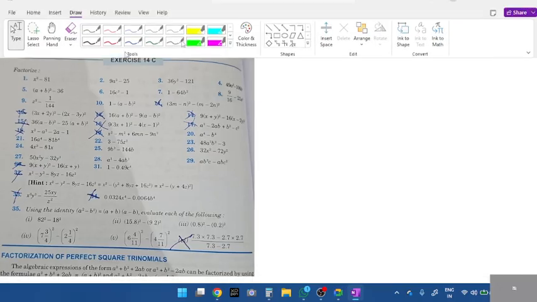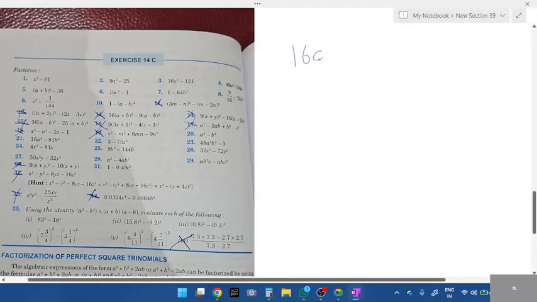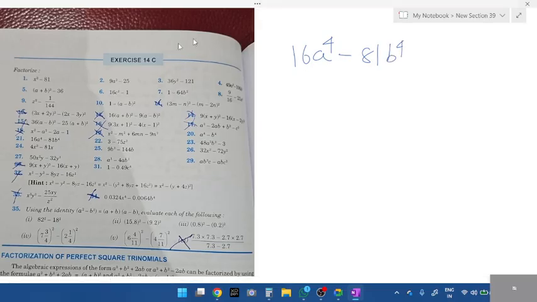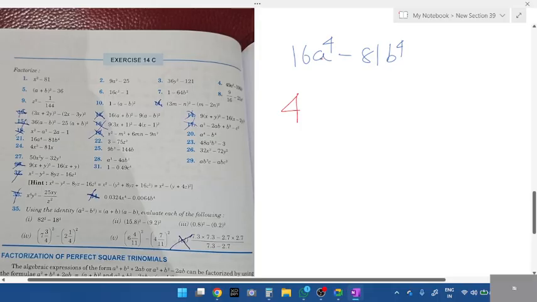Okay, next one. Tell me the next one. All of you be quick. 16 A to the power of 4 minus 81 B to the power of 4. Is 16 a perfect square? 4. But how do I tell you all to convert this A? A2. Very good. Now tell me for 81 and for B?